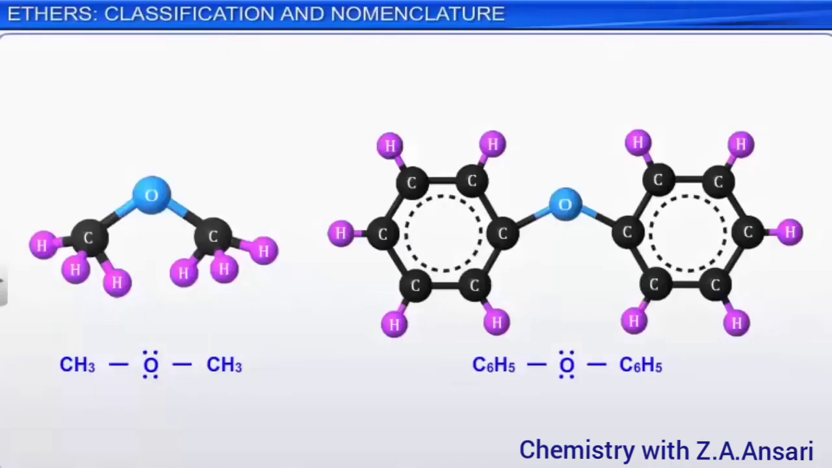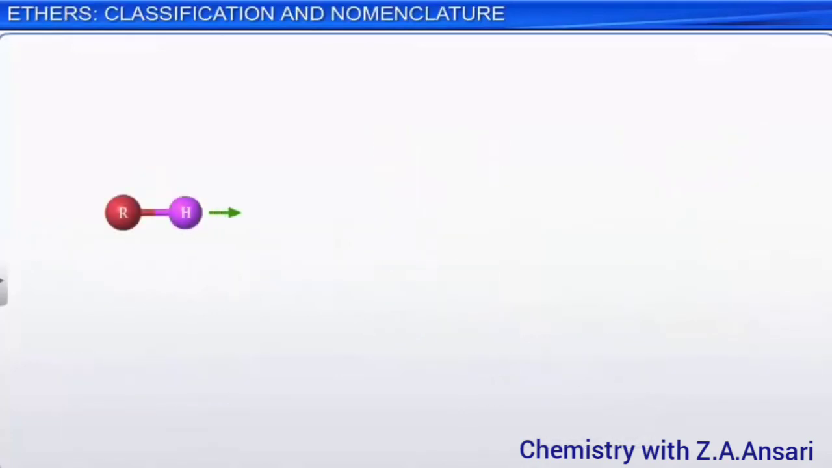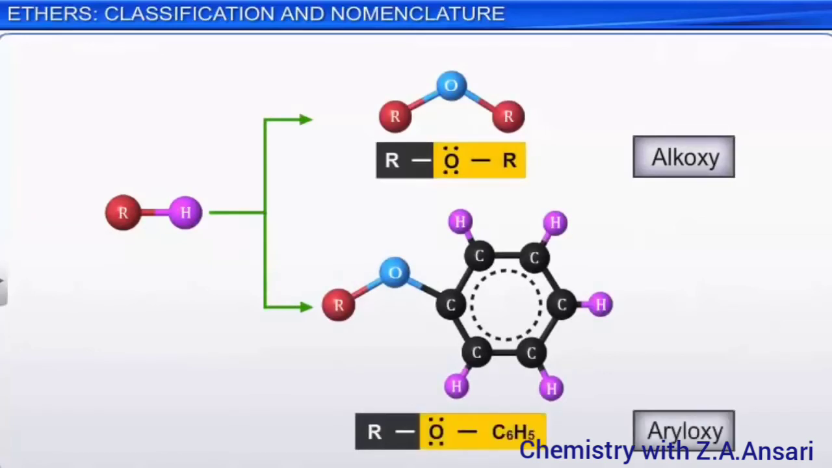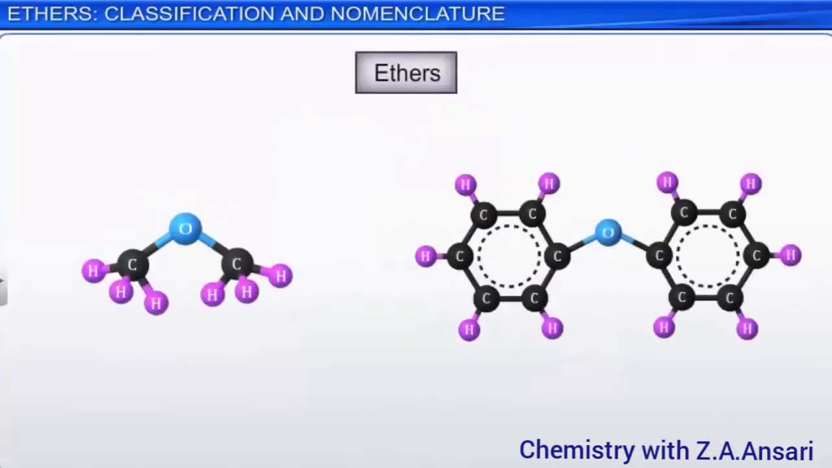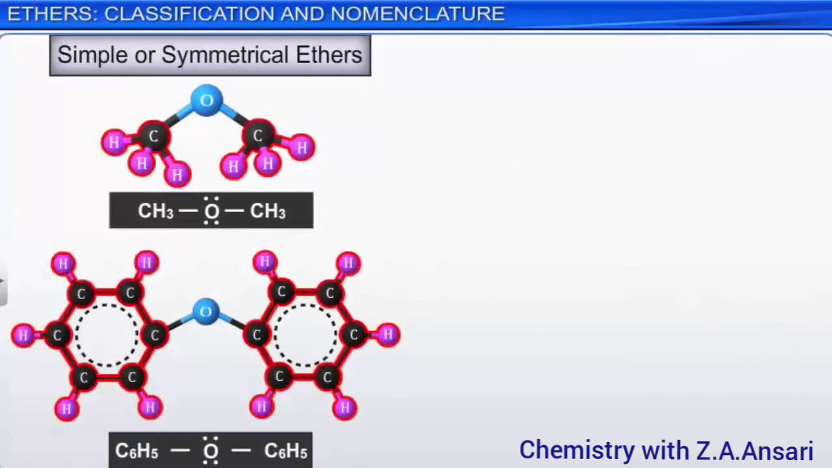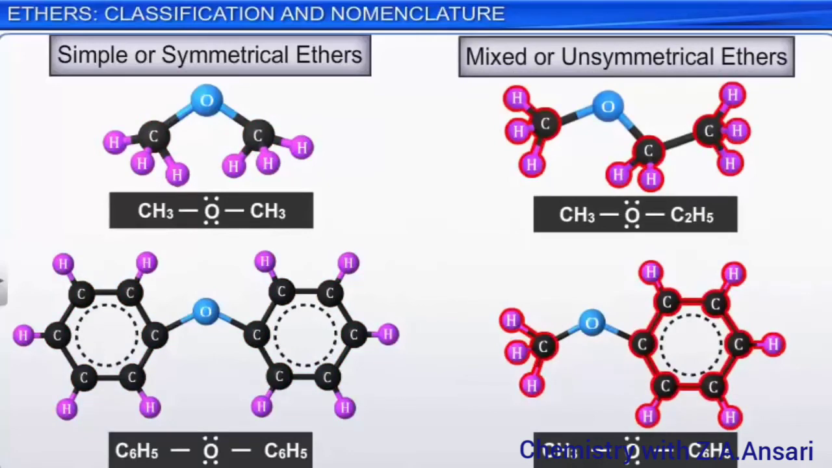Ethers are a class of organic molecules that contain a bridging oxygen between 2 carbon-containing groups. The carbon groups may be either aliphatic or aromatic. Ethers can also be thought of as a substituted alkane with an alkoxy or aryl oxy group. Ethers can be classified in several ways. Simple or symmetrical ethers have 2 identical carbon groups on either side of the oxygen. Mixed or unsymmetrical ethers have different carbon groups on either side of the oxygen.